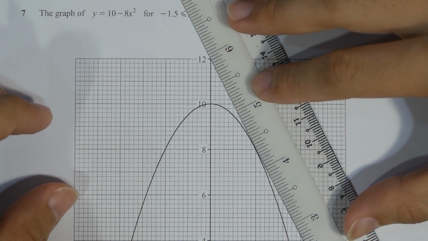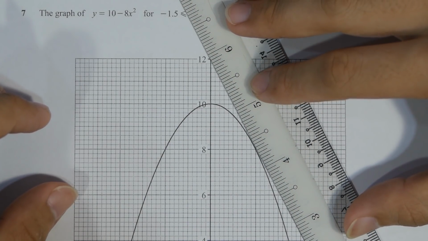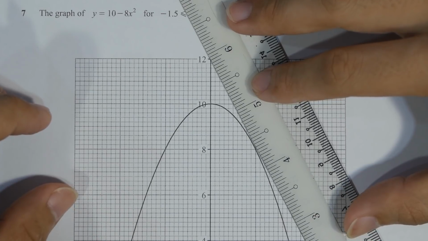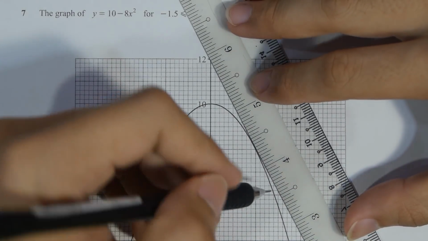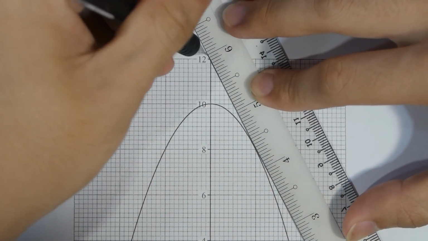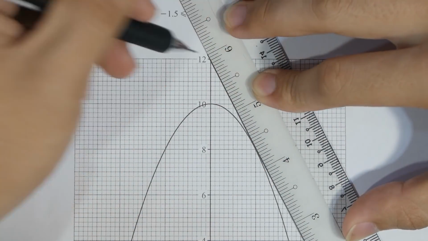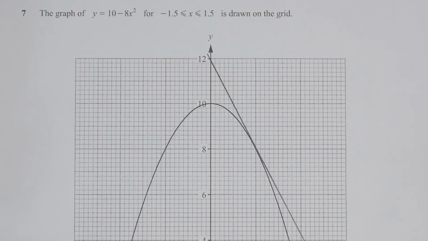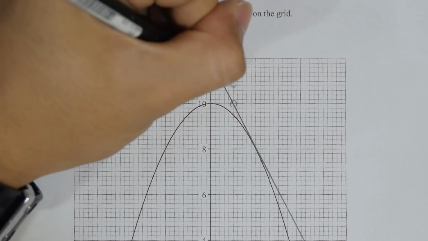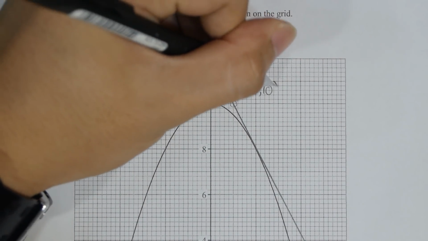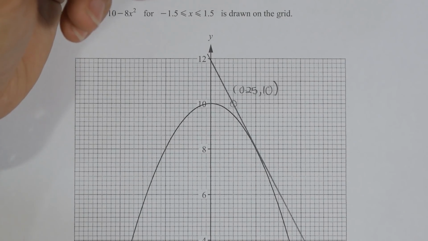For part B, draw the tangent to the curve at the point where x equals 0.5 and find the gradient of it. After I draw out the line, I simply pick 2 points to run the formula (y2 minus y1) over (x2 minus x1). Then you will get the gradient as -8.